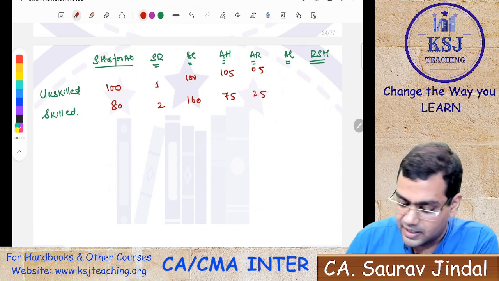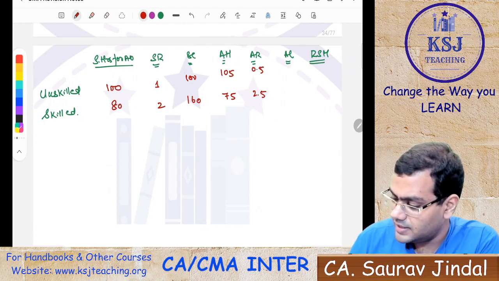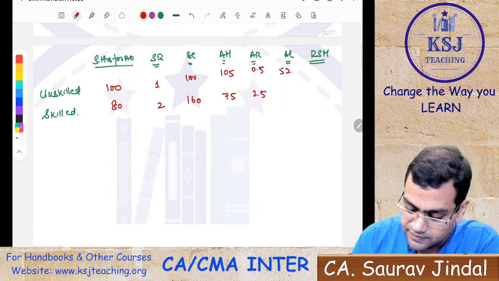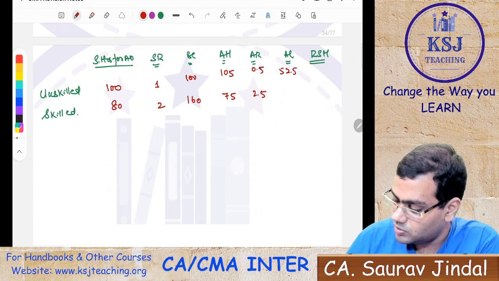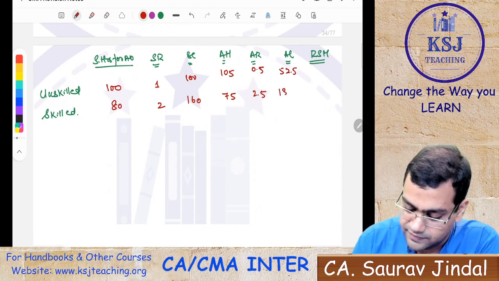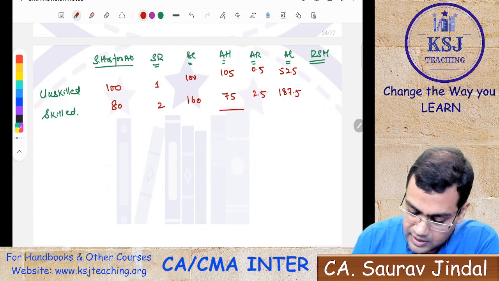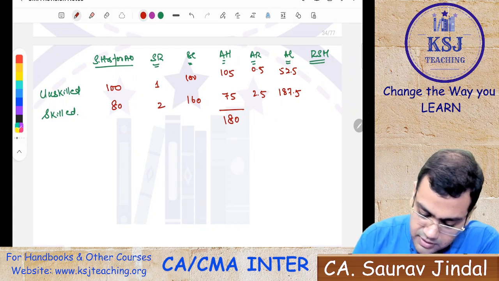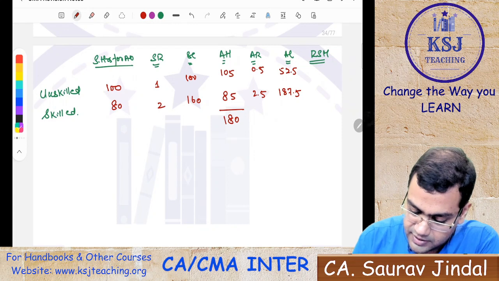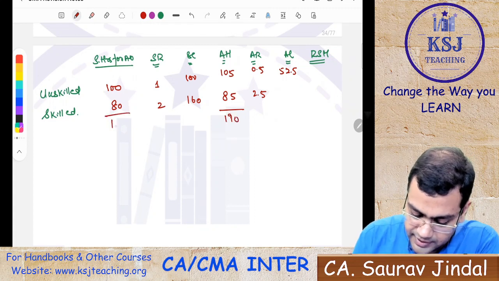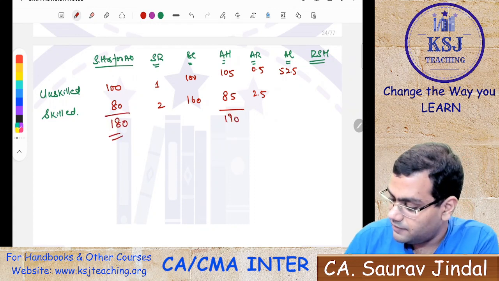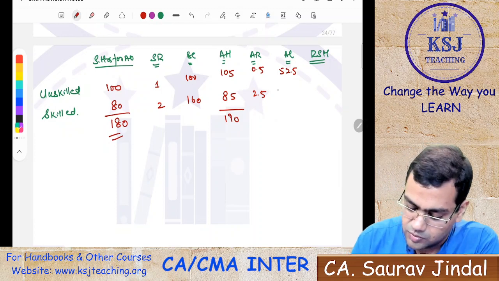This is just an example. Otherwise 52.5, and here 75 multiplied by 2.5 will be 187.5, right? Total hours taken here is 180. Okay, I'll have to change this. Let's say it is actually 85, right? So actual hours here will be 190, here it is 180, that is the standards, and 85 multiplied by 2.5 is 212.5.